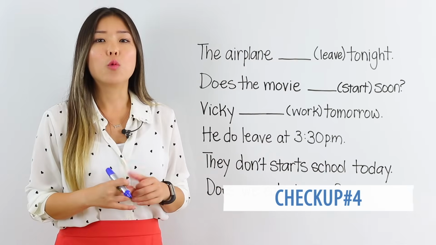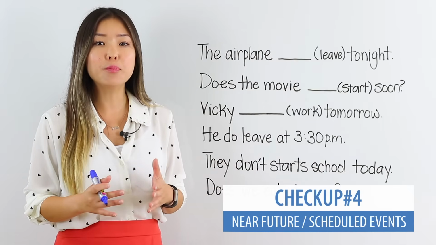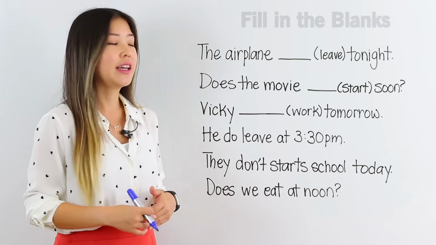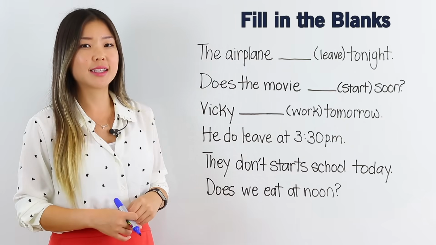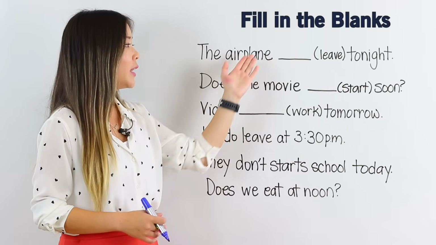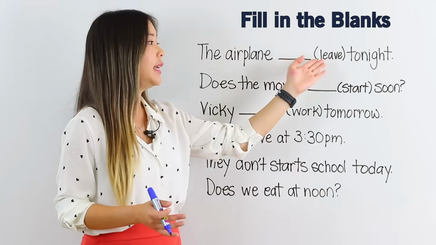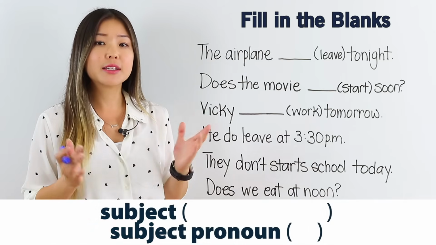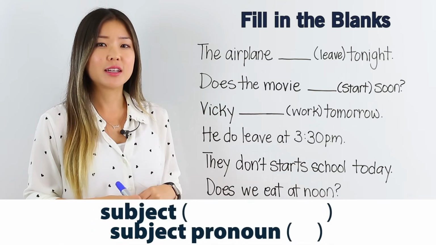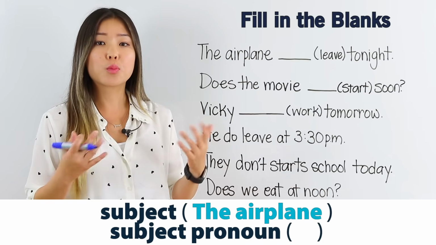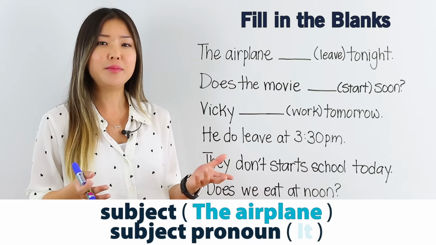In this checkup, we'll take a look at how the present simple tense can be used to describe future events. Take a look at the first sentence. It says the airplane blank tonight, and we're looking at the verb leave. What is the subject of this sentence? The correct answer is airplane. What subject pronoun do we use for airplane?